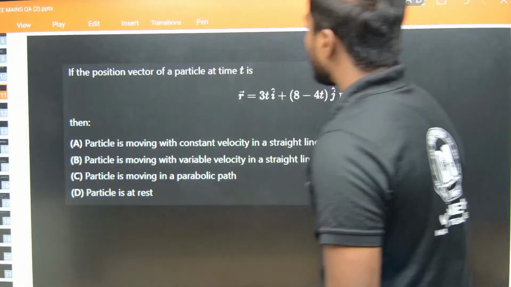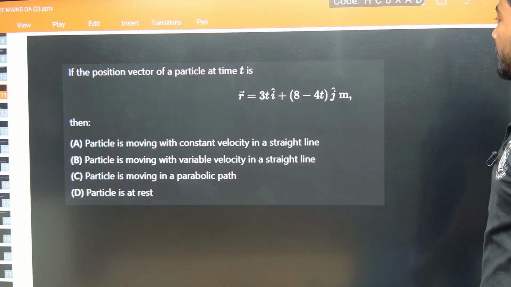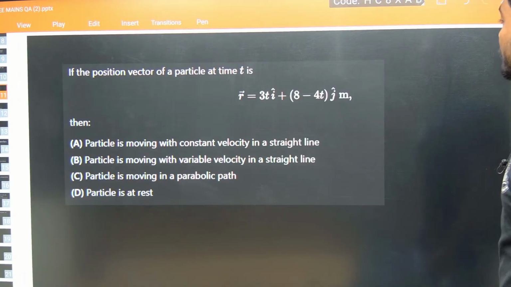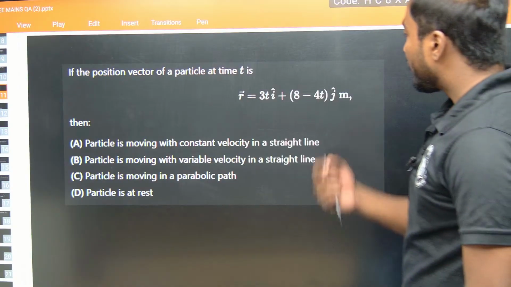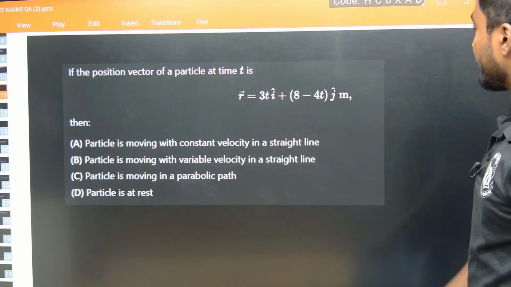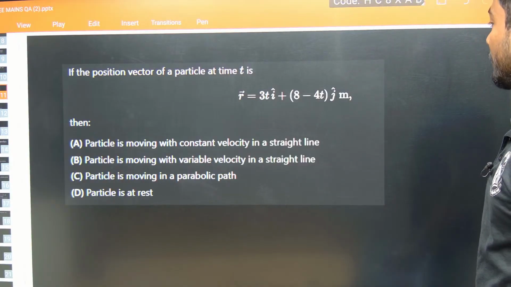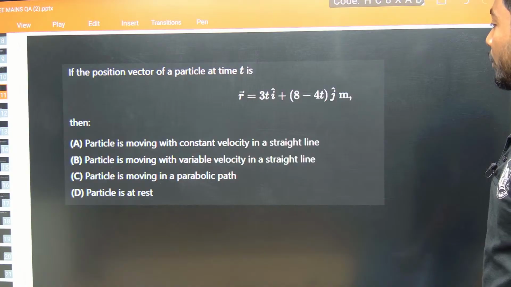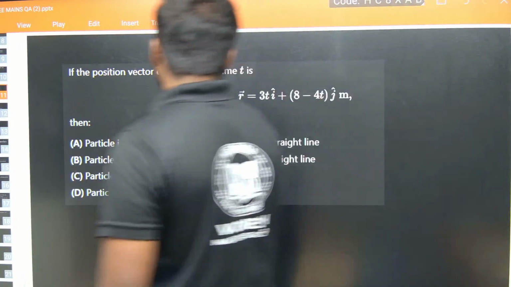If the position vector of a particle at time t is r equals 3t i cap plus 8 minus 4t j cap. Options: a particle is moving with a constant velocity in a straight line, a particle is moving with a variable velocity in a straight line, a particle is moving in a parabolic path, a particle is at rest. So they are asking about the velocity.